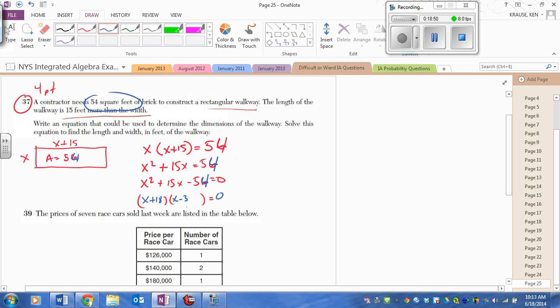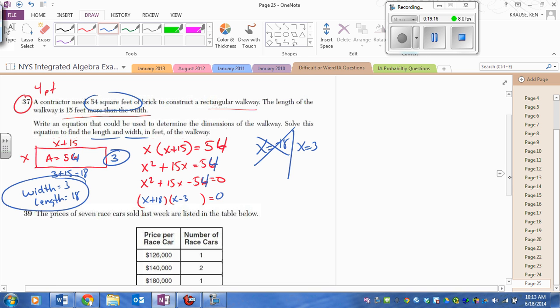So that equals 0. My two answers are x equals negative 18, which doesn't make any sense, and x equals 3. It wants the length and the width. The width is 3. The length is 3 plus 15, or 18. And then you should write down width equals 3, length equals 18.